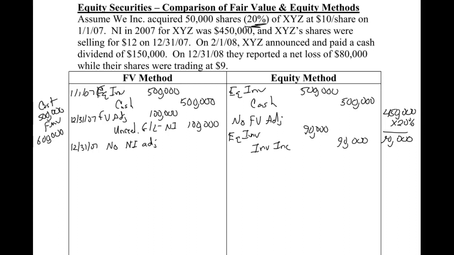It's important to note we're not getting anything here. They're not sending us part of their income. It's just saying we have this economic relationship with them.